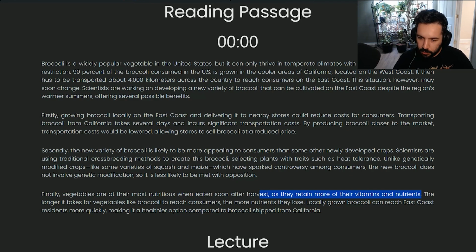The longer it takes for vegetables like broccoli to reach customers, or I keep messing this up, consumers, the more nutrients they lose. Locally grown broccoli can reach East Coast residents more quickly, making it a healthier option compared to broccoli shipped from California. So, if they are local, there is no transportation, meaning the time it takes for the crops to reach the customers is lowered, which means more nutrients and it's better, basically.